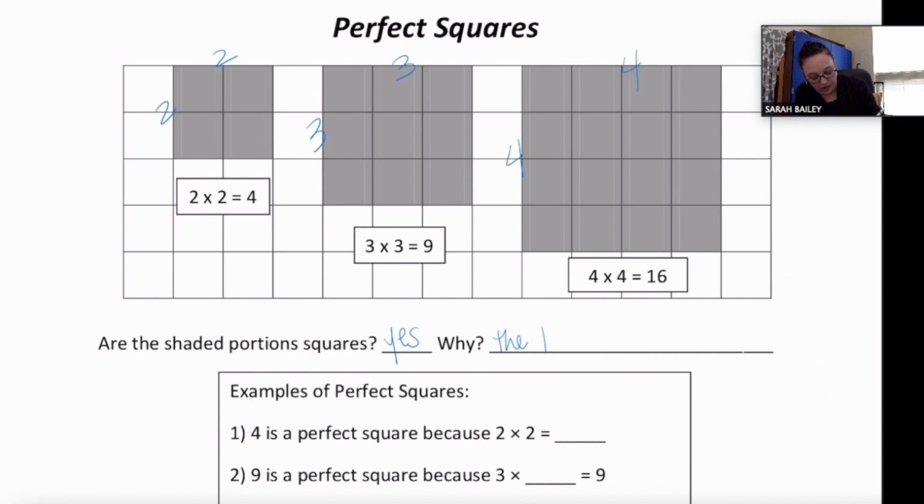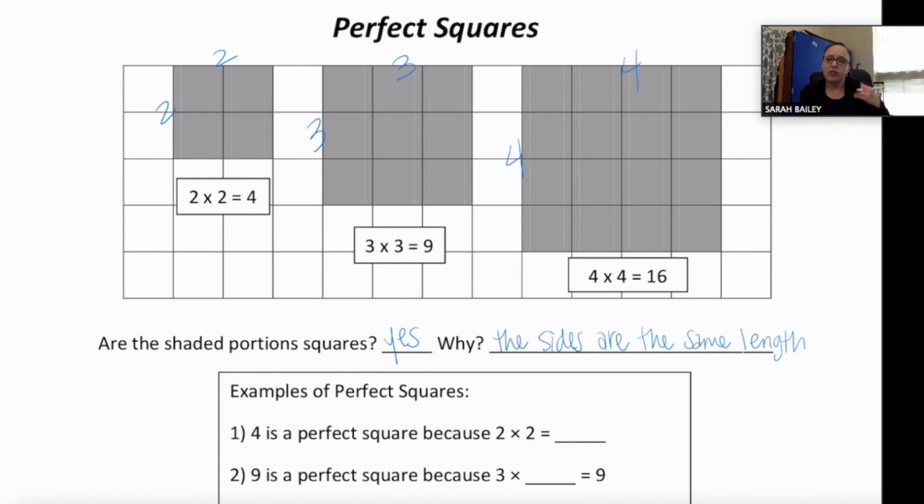So they are squares because the sides are the same length. And you probably learned that squares have sides that all have the same length back in 2nd grade, or maybe before then. So that's not new information, okay?